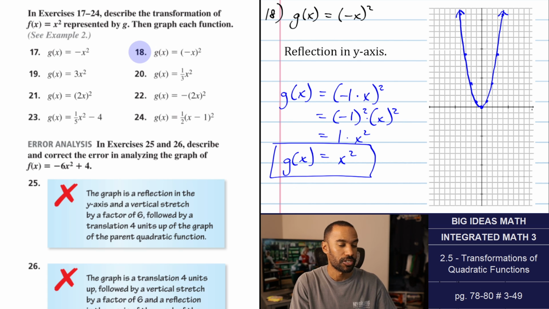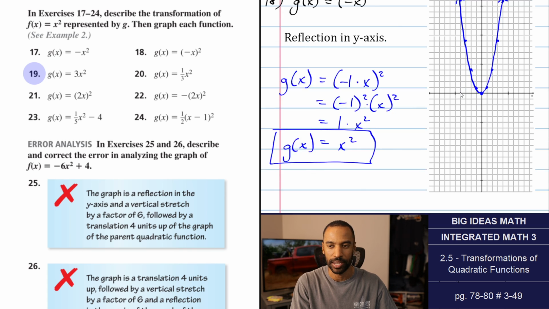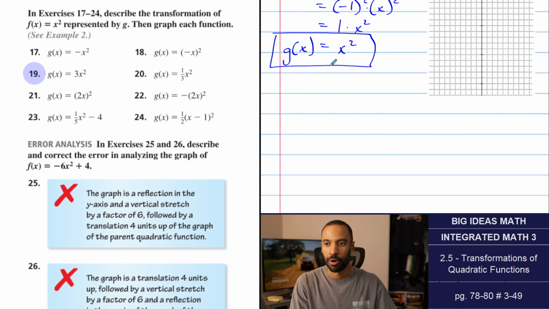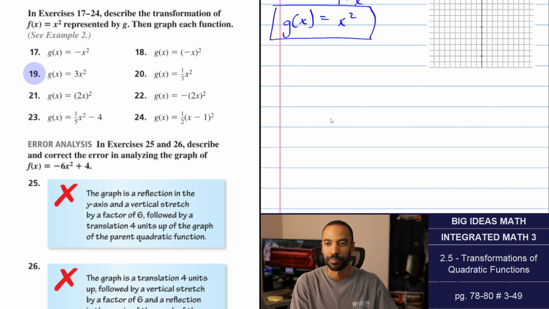This is not the first, it's not the last time you're going to see me turn a horizontal component, especially on stretches and shrinks, into a vertical component. Horizontal component's gone. This is now a 1 stretch factor.